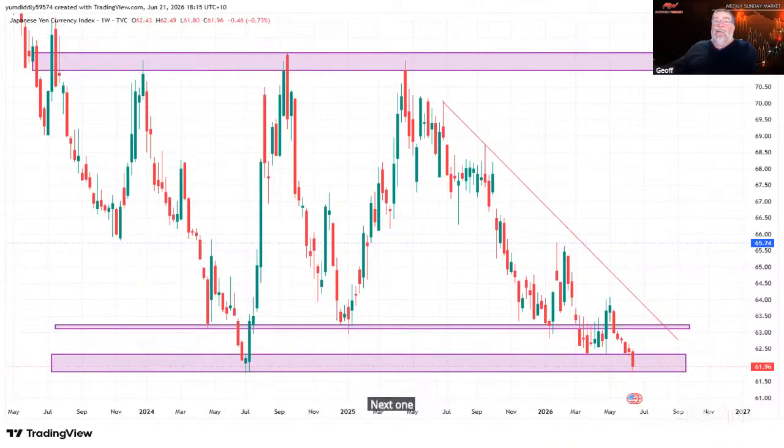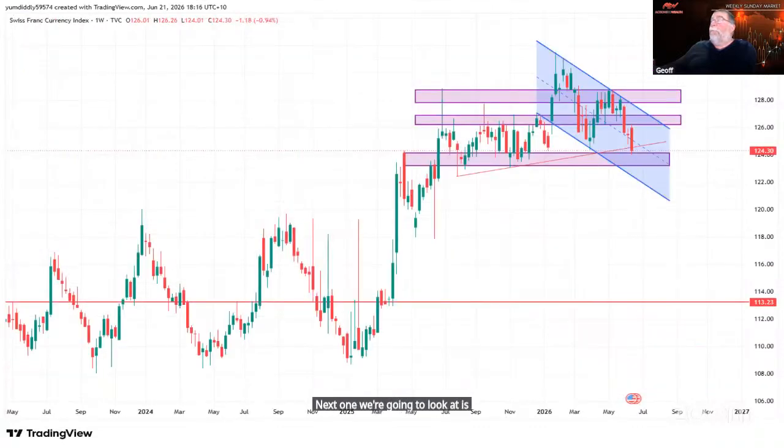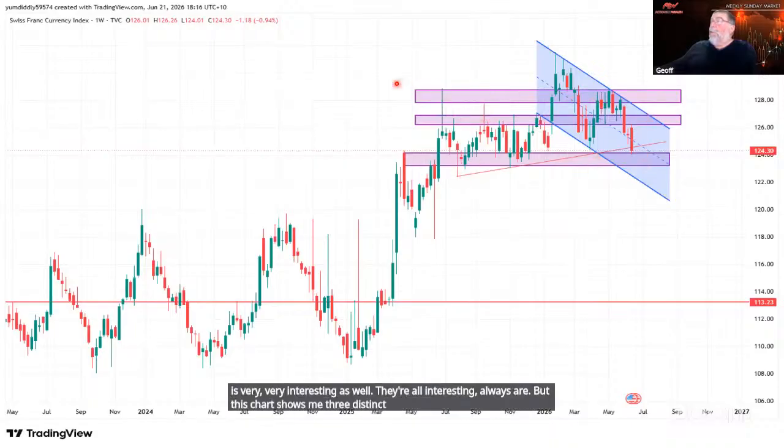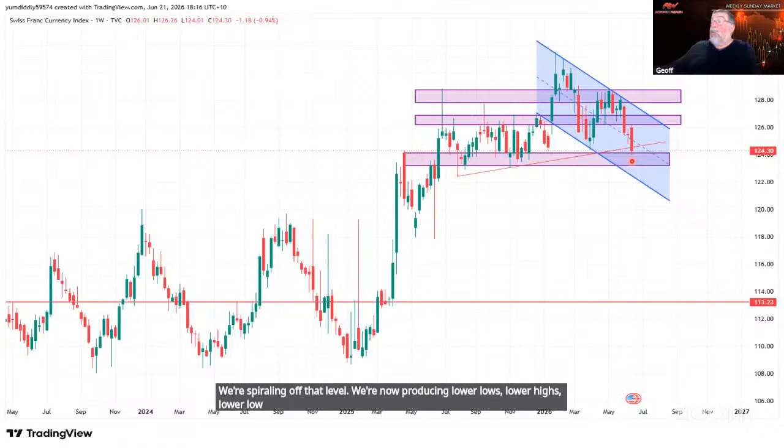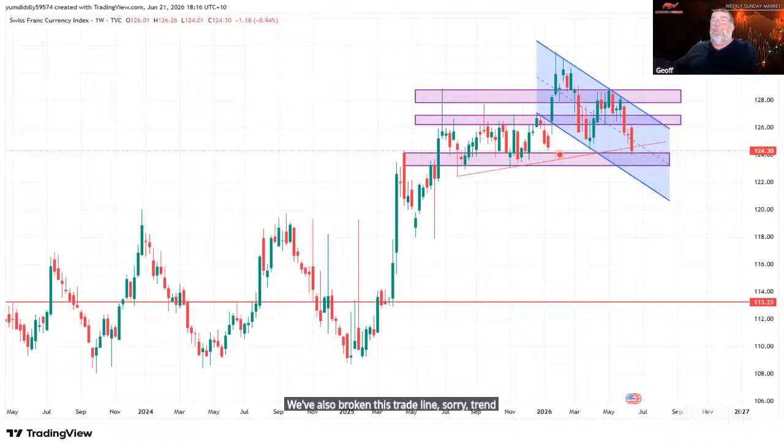Next one we're going to look at is the Swissy. Now the Swissy is very, very interesting as well. They're all interesting, always are. But this chart shows me three distinct levels. The level that we've come off, broken and retested, and we're spiraling off that level. We're now producing lower lows, lower highs, lower low coming up for sure. We've also broken this trend line, confusing my lines with my own 30-minute strategy, sorry.